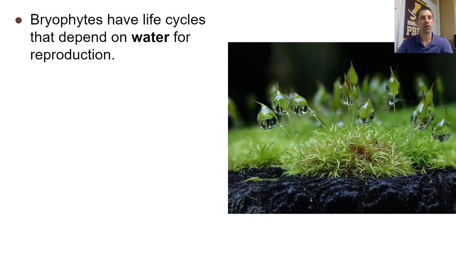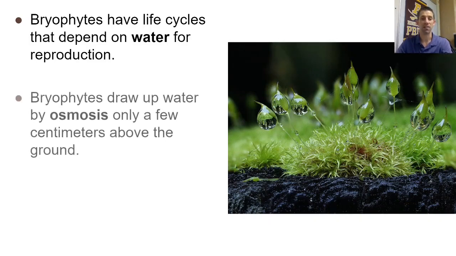In order to move their sperm and egg around and to transport their spores, they rely heavily on water. To get water inside of them, because they don't have a vascular system, they just use osmosis. Osmosis is the movement of water from an area where there's a lot of it to an area where there's not a lot of it. So the moss is acting just like a sponge. Because their bodies have less water in them than the soil around them, they can draw that water up and use it for photosynthesis.